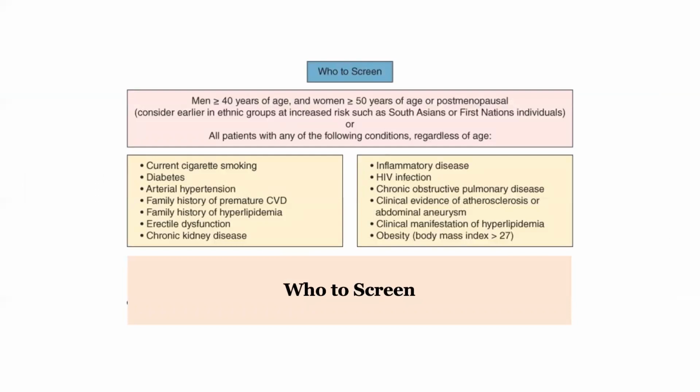Then in these cases, who do we have to screen? Men aged 40 years or more, women aged 50 years or more, or post-menopausal women. Screening should be considered earlier in ethnic groups at increased risk, such as South Asians or First Nation individuals.